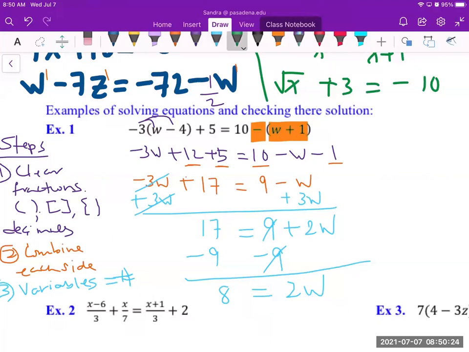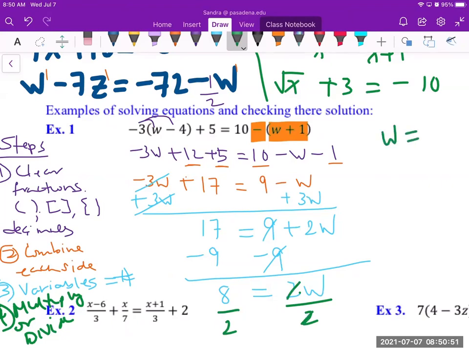Okay, the last part that I need to do is step 4: multiply or divide. In this case, we have 2 times w. The opposite of multiplication is division, so I'm going to divide by 2. 2 divided by 2 gives me a 1. So w is equal to 8 divided by, I'm sorry, 8 divided by 2 gives me a 4. w is equal to 4. This should be my answer right here.